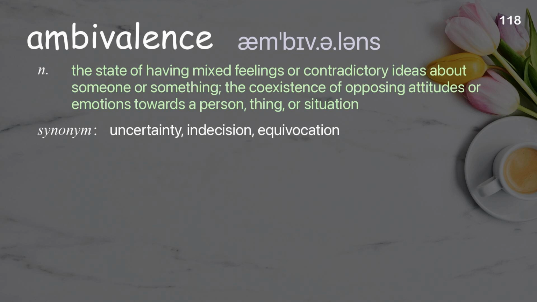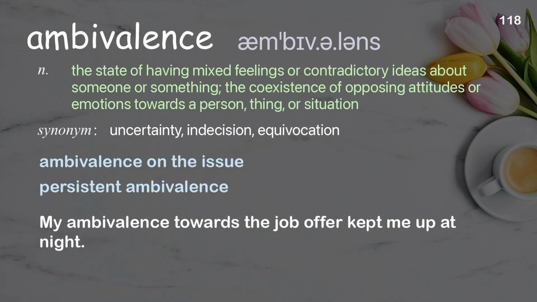Ambivalence. The state of having mixed feelings or contradictory ideas about someone or something. The coexistence of opposing attitudes or emotions towards a person, thing, or situation. Examples: Ambivalence on the issue. Persistent ambivalence. My ambivalence towards the job offer kept me up at night.